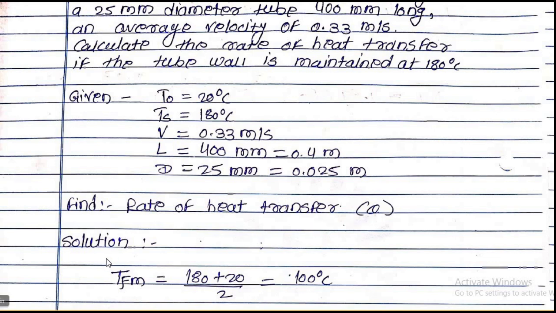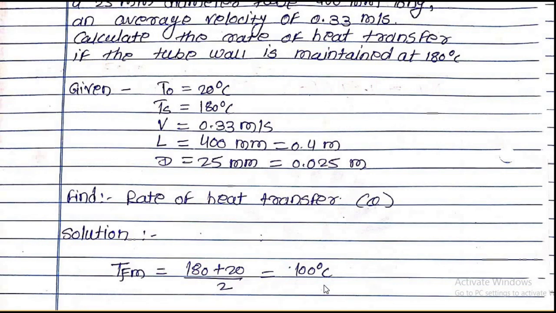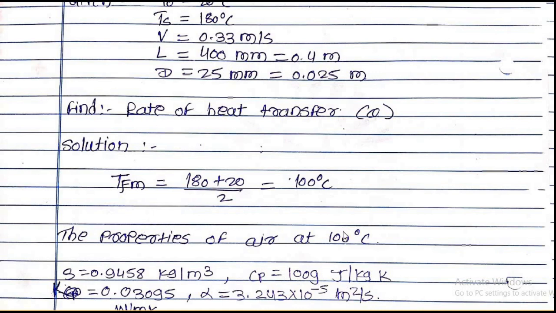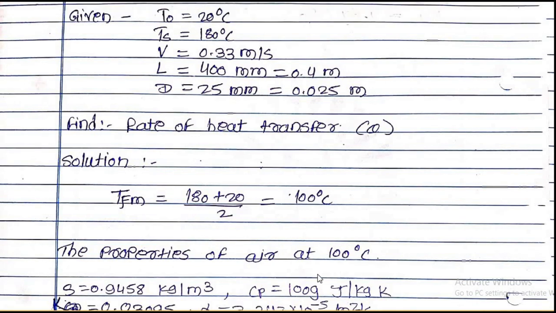So the solution should start with the mean film temperature. Mean film temperature is equal to the surface temperature plus the fluid temperature divided by 2. So surface temperature is 180, fluid temperature is 20, divided by 2, is equal to 100 degrees Celsius. So we have to determine the properties of air at 100 degrees Celsius.